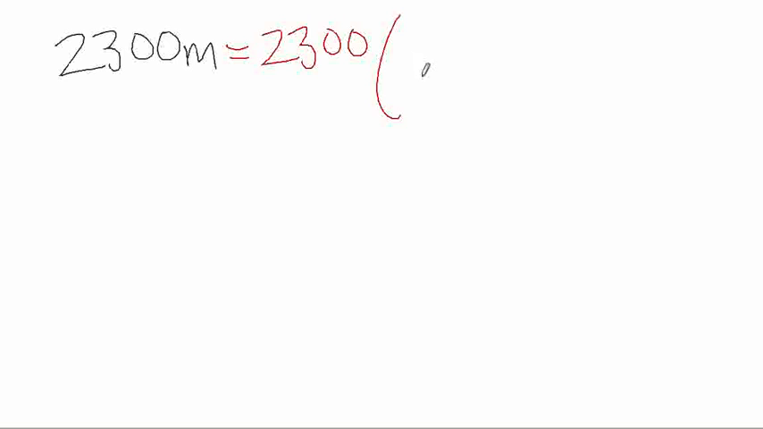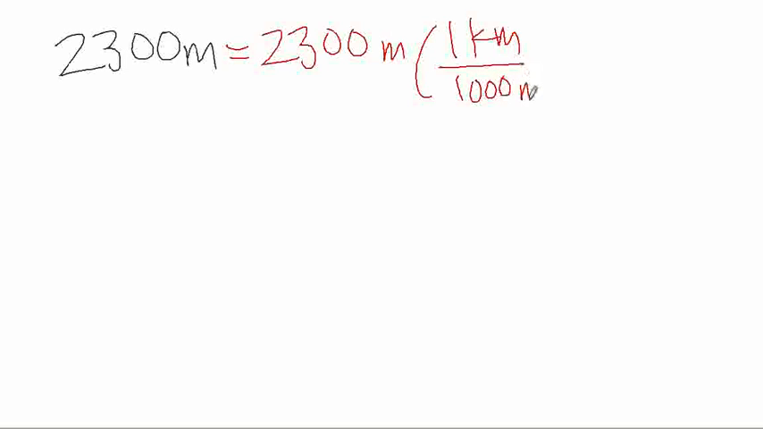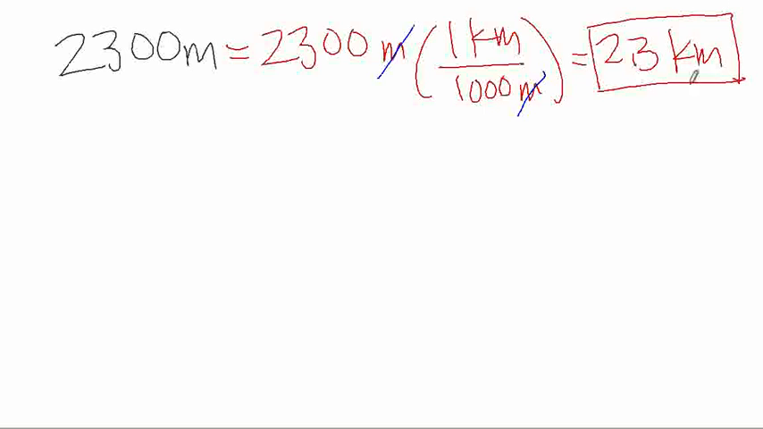So I'm going to multiply by the ratio 1 kilometer to 1,000 meters, right? And so the old units in a sense cancel and the new unit is left on top. So I have 2,300 times 1 divided by 1,000. That leaves 2.3 kilometers. All right?